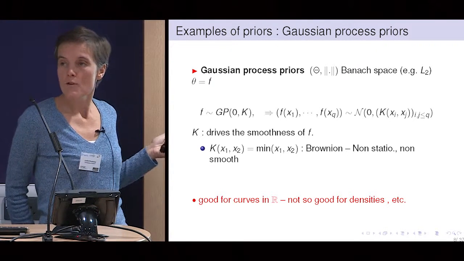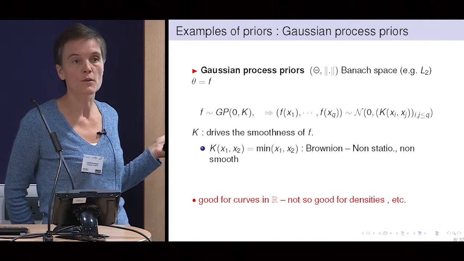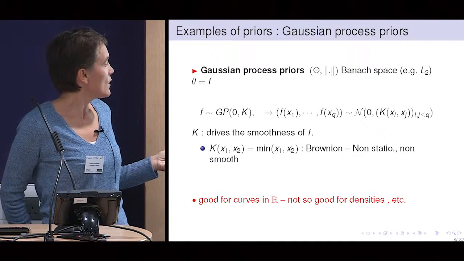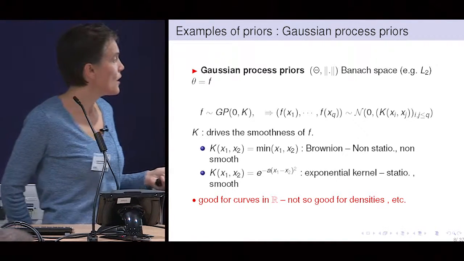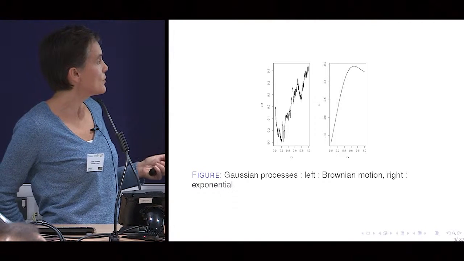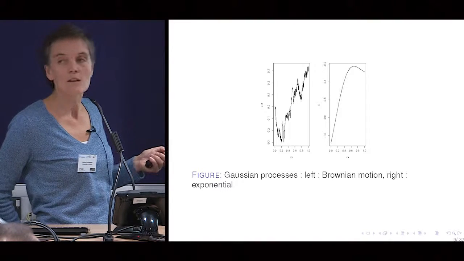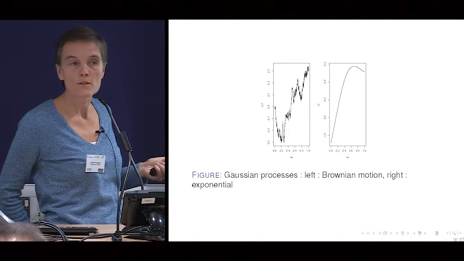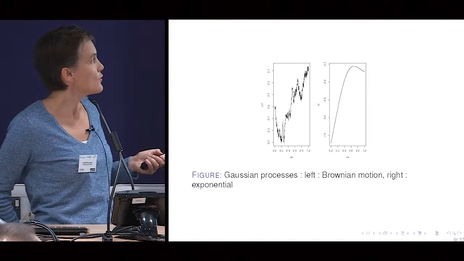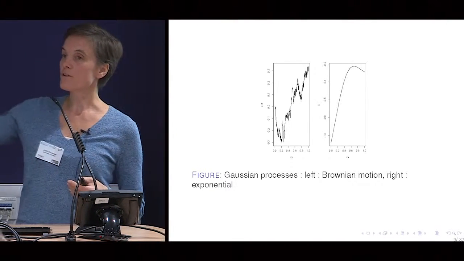It entirely drives the smoothness of the curve that you're going to draw if you draw from this Gaussian process. Just two illustrations to show you how important that is. This is a Brownian motion, so it's very rough. And this is an exponential kernel, the one that was mentioned in the previous talk. So this is very smooth. And so it has an impact on the kind of curves that you're drawing.